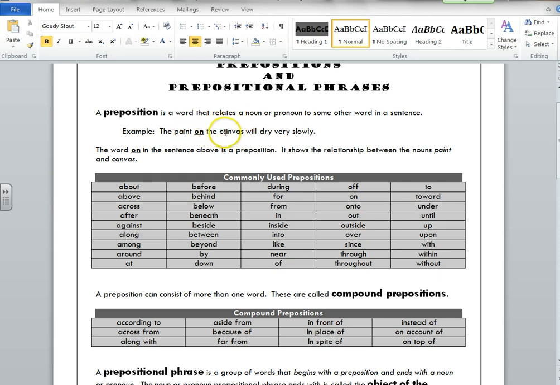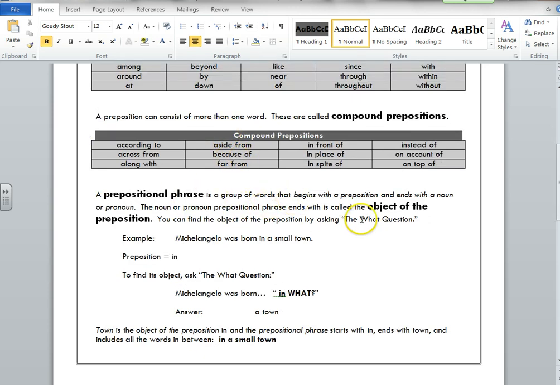This is called the object, okay? The noun that ends the phrase is the object of the preposition. You can always find the object of your preposition, so the beginning and end of your phrase, by asking the what question. So for example, Michelangelo was born in a small town. In is your preposition. So you would say, Michelangelo was born in what town? Okay, so town is the object of the preposition, and the whole thing, in a small town, is your phrase.